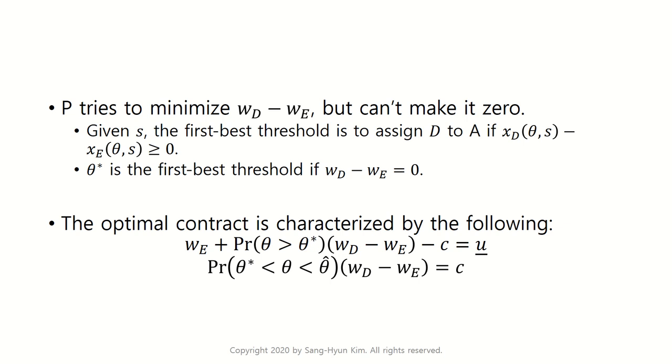And the reason why the IR constraint must be binding is an argument that is really familiar to us. Okay, so the optimal contract is characterized by the following two equations. We have two equations and two unknowns, which are WD and WE. So in principle, we can solve these equations, and that will characterize the optimal contract.